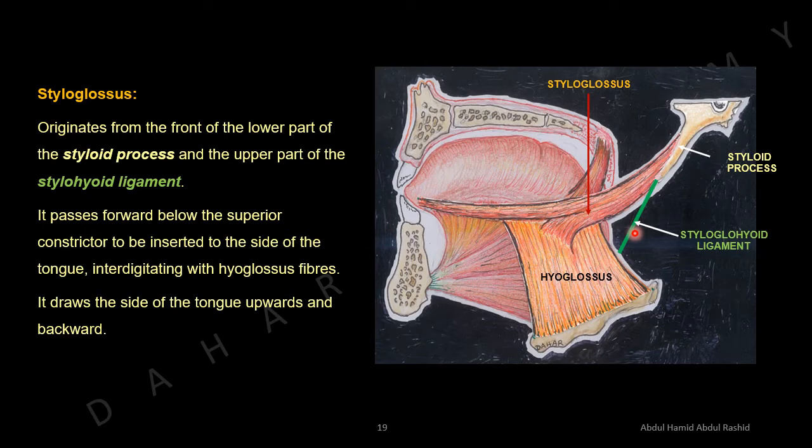Styloglossus muscle passes forwards below the superior constrictor muscle to be inserted to the side of the tongue, interdigitating with hypoglossus muscle fibers. This one we have already mentioned earlier. Styloglossus muscle draws the side of the tongue upwards and backwards.